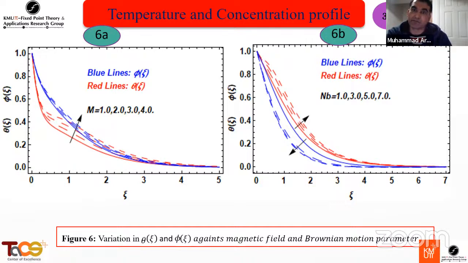the Brownian motion is increasing the temperature of the fluid, and at the same time, it decelerates the concentration of the fluid. From the figure, you can see that the positive values of NB are accelerating the temperature values and decelerating the concentration of the fluid.